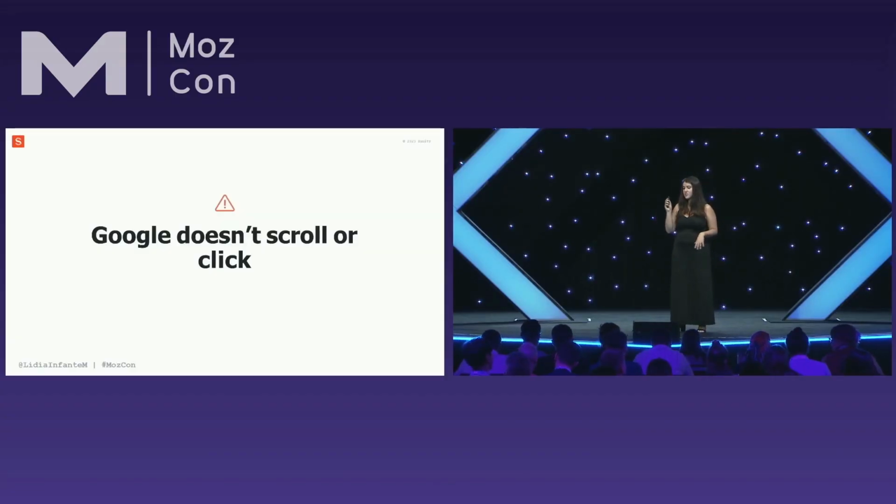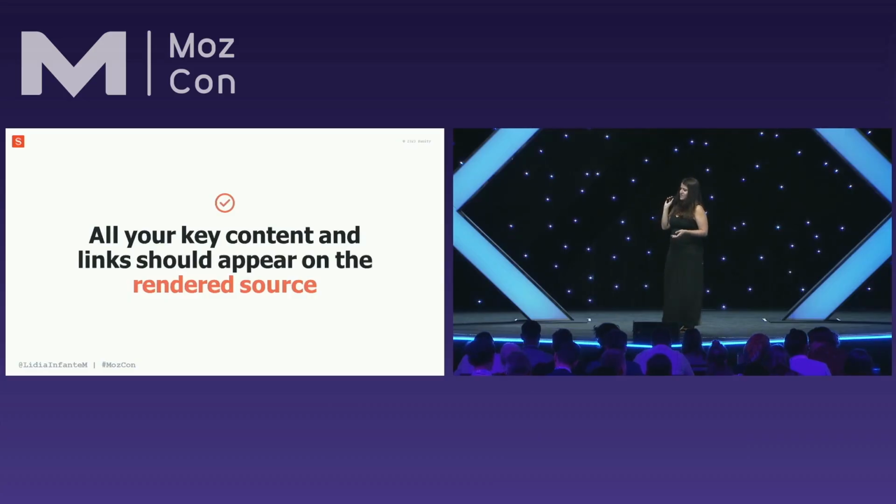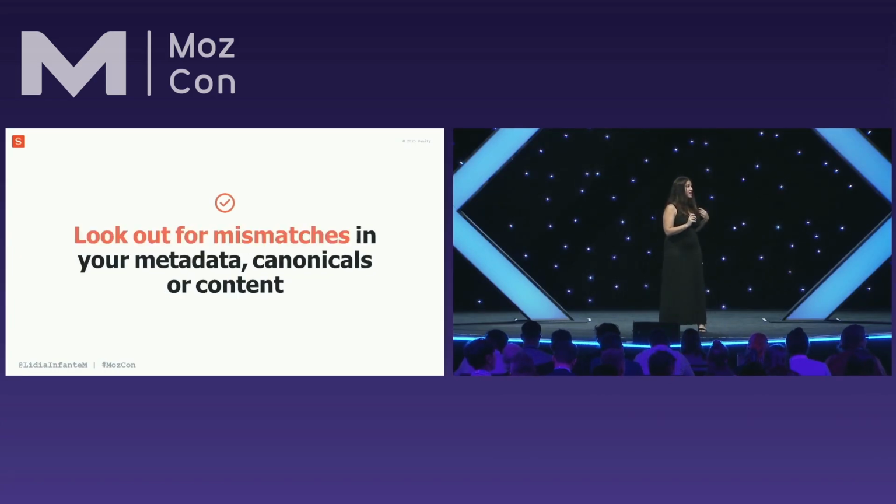Remember that Google doesn't scroll or click. If it's not in the source, in the rendered source, it's not there. So make sure that all of your key content and all of your key internal links appear in that rendered source. There's other places where you can find mismatches. It could be in your metadata. It could be within the canonicals, or it could be within the content. You absolutely don't want to bring those mismatches onto your live site, so I recommend that you perform this parity audit before you go live.